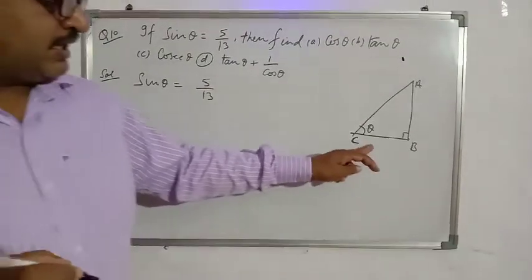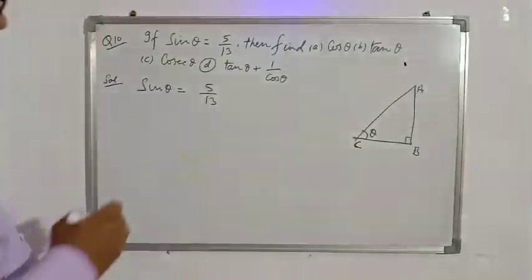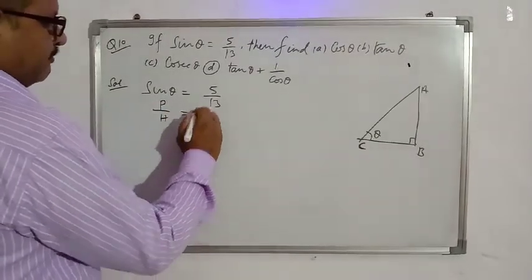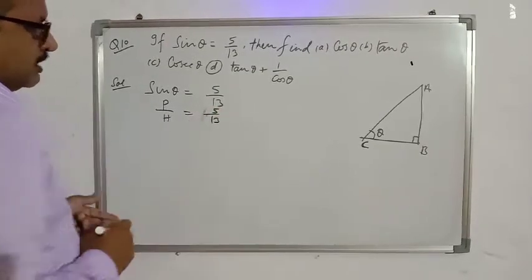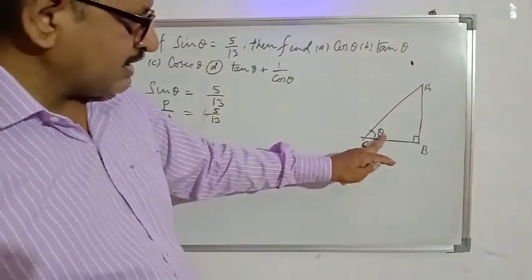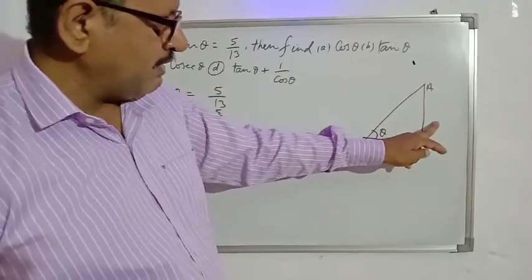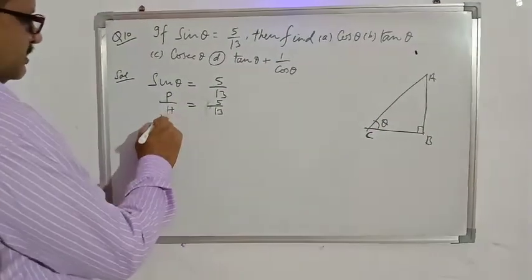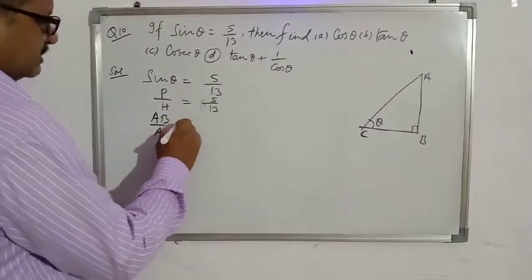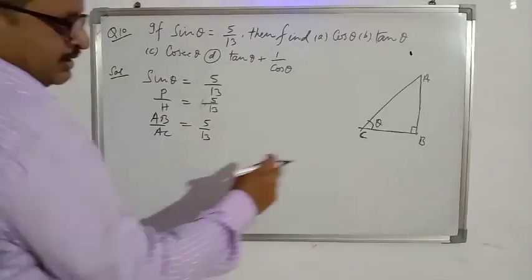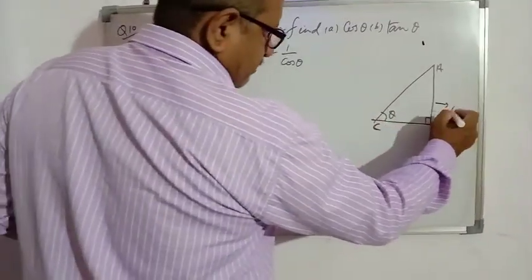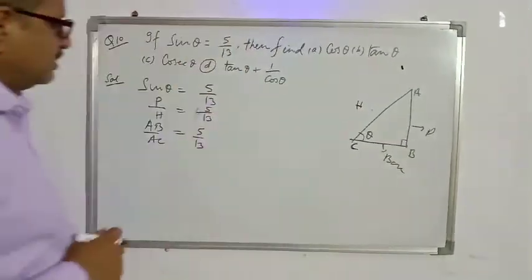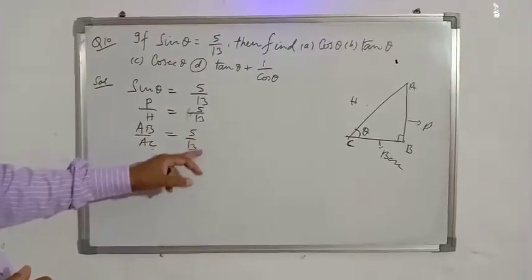We know that sin theta is perpendicular by hypotenuse. It means perpendicular by hypotenuse is 5 by 13. See, what is perpendicular? We are taking angle theta, this one. So its opposite side AB will be perpendicular and this is the hypotenuse. So AB upon AC is 5 by 13. Theta's opposite side, this one, is perpendicular, this is base and this is hypotenuse.